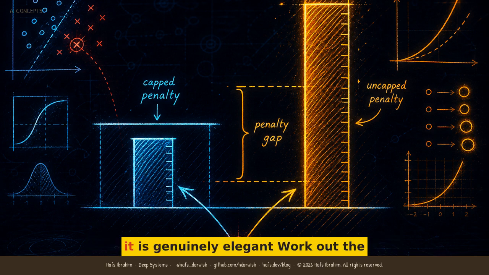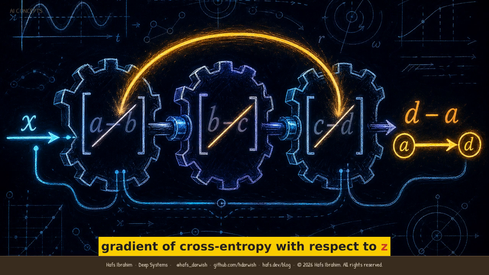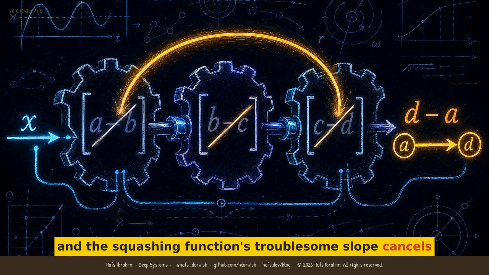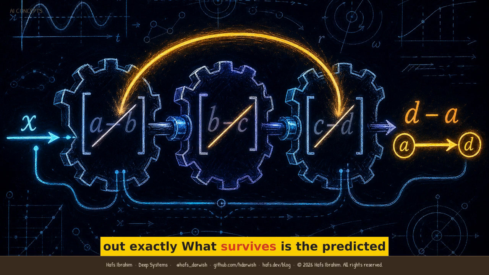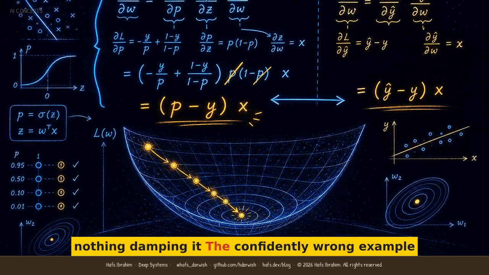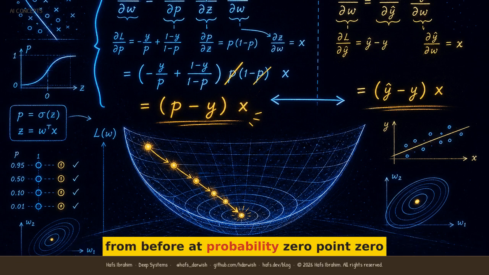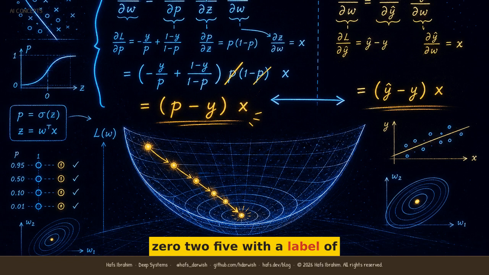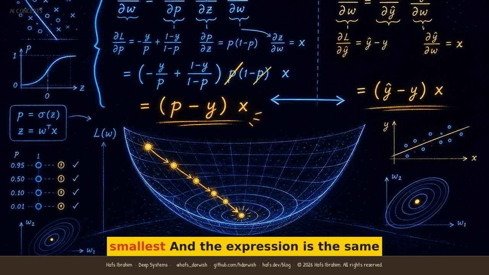Now the payoff, and it is genuinely elegant. Work out the gradient of cross entropy with respect to z, and the squashing function's troublesome slope cancels out exactly. What survives is the predicted probability minus the label. That is the whole thing. Times the feature, for a given weight. Look at the consequences. The update is proportional to your error, with nothing damping it. The confidently wrong example from before, at probability 0.0025 with a label of 1, produces an error of nearly 1, the largest correction available, instead of the smallest.